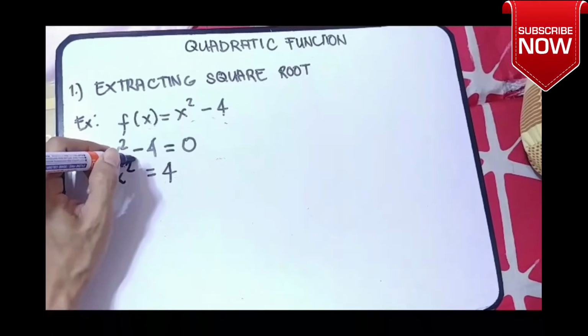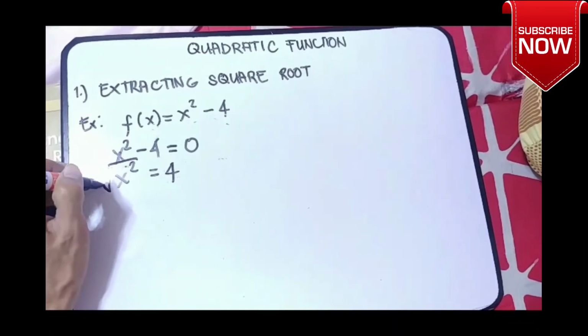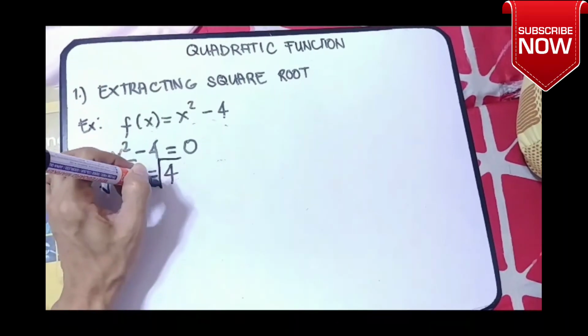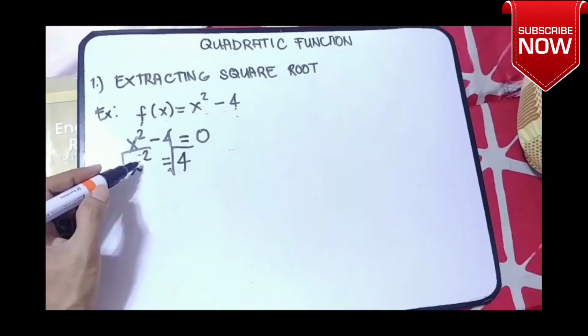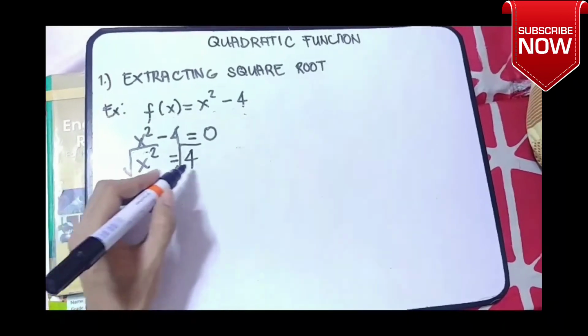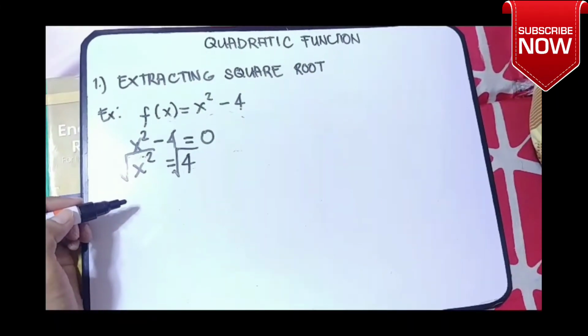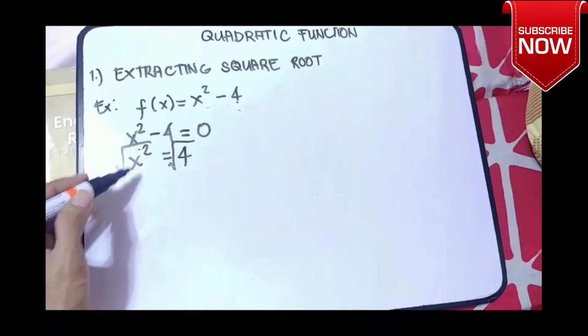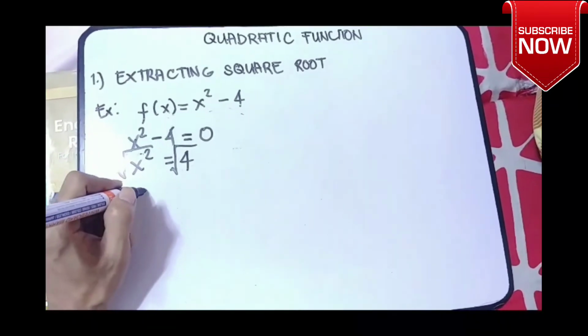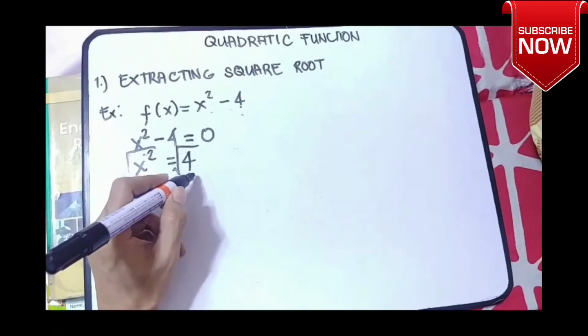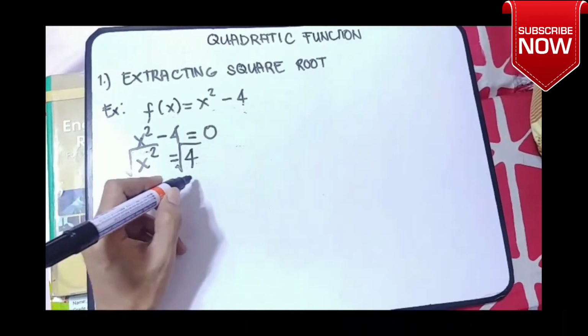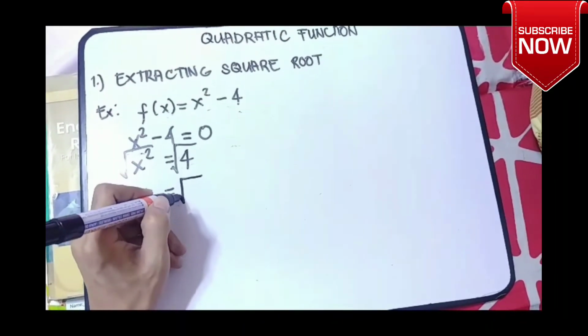So, radical sign. And in this case, naka-square root na si x squared at naka-square root na rin si 4. At ang square root ng x squared ay x only. Samantalang ang square root naman ng 4 ay 2, pero hindi mo natin ilalagay yung 2. Step by step muna tayo.